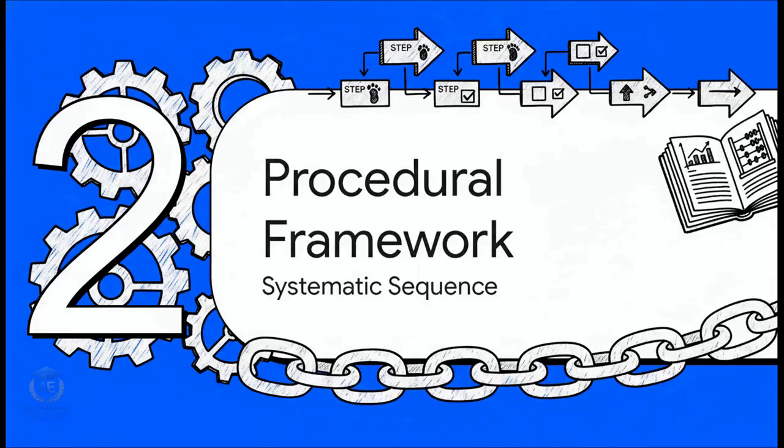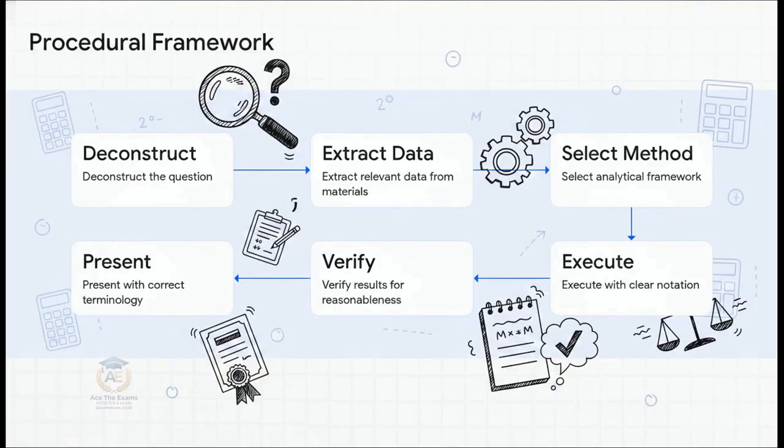Moving right along to Section 2, the procedural framework. This is the unbreakable, systematic sequence you need when you're staring down a massive, intimidating question. You need to internalize the standardized 6-step sequence to tackle complex problems. Step 1, deconstruct the question. Literally highlight the command word.